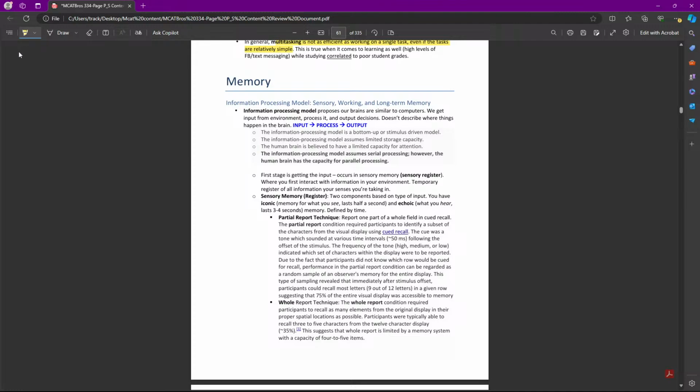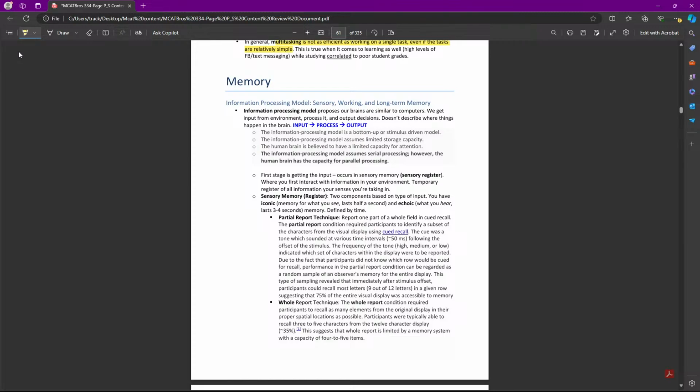So, moving on to memory. Let's look at the information processing model of memory: sensory, working, and long-term memory. An information processing model says our brain processes are similar to computers. We get input from the environment, process it, and output decisions. It doesn't describe where things happen in the brain. We get input, we process, and then we output.